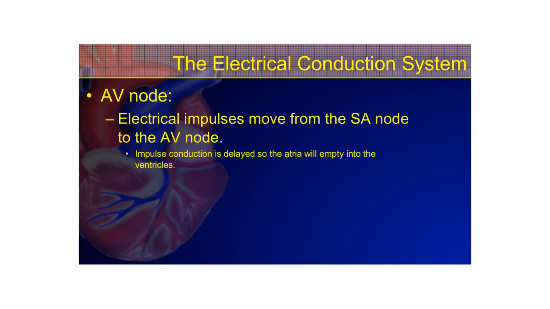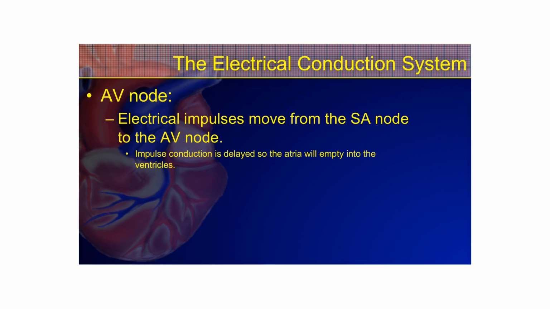Moving on down to the AV node. The AV node is located in the floor of the right atrium, behind the tricuspid valve, near the opening of the coronary sinus. And when the impulse from the SA node enters the AV node, it is delayed for about 120 milliseconds, or 0.12 seconds, before it is relayed through the rest of the conduction system.